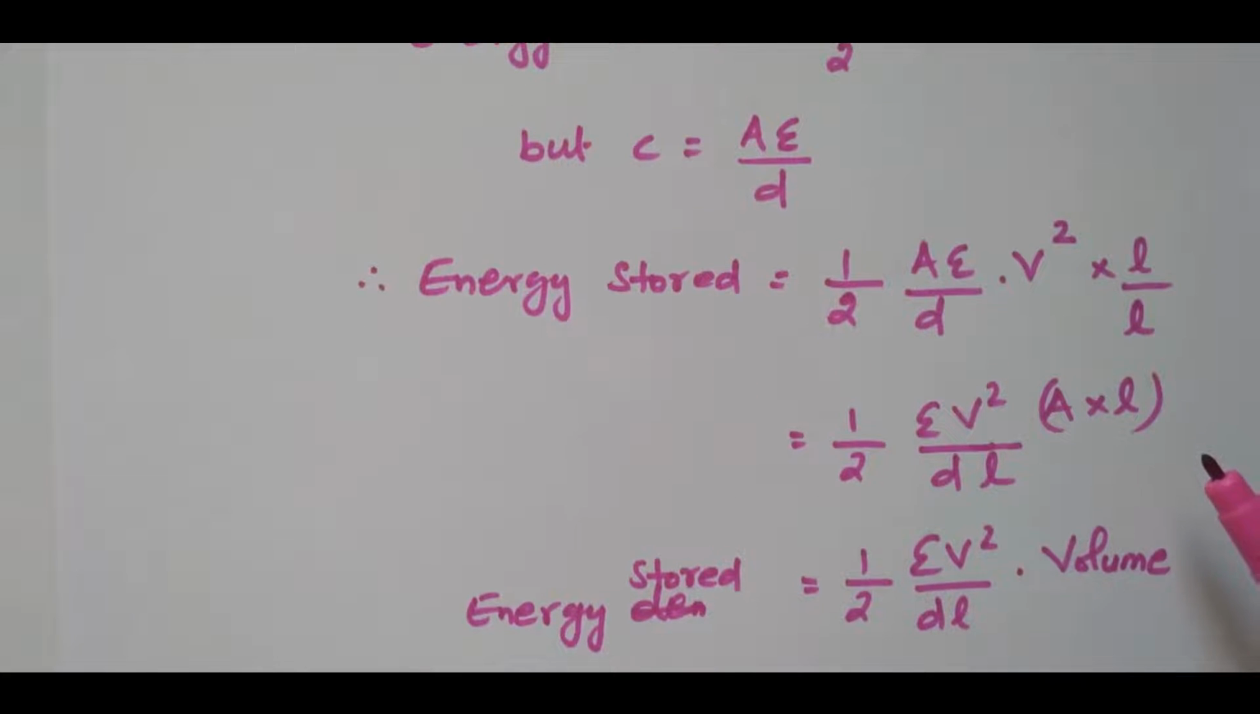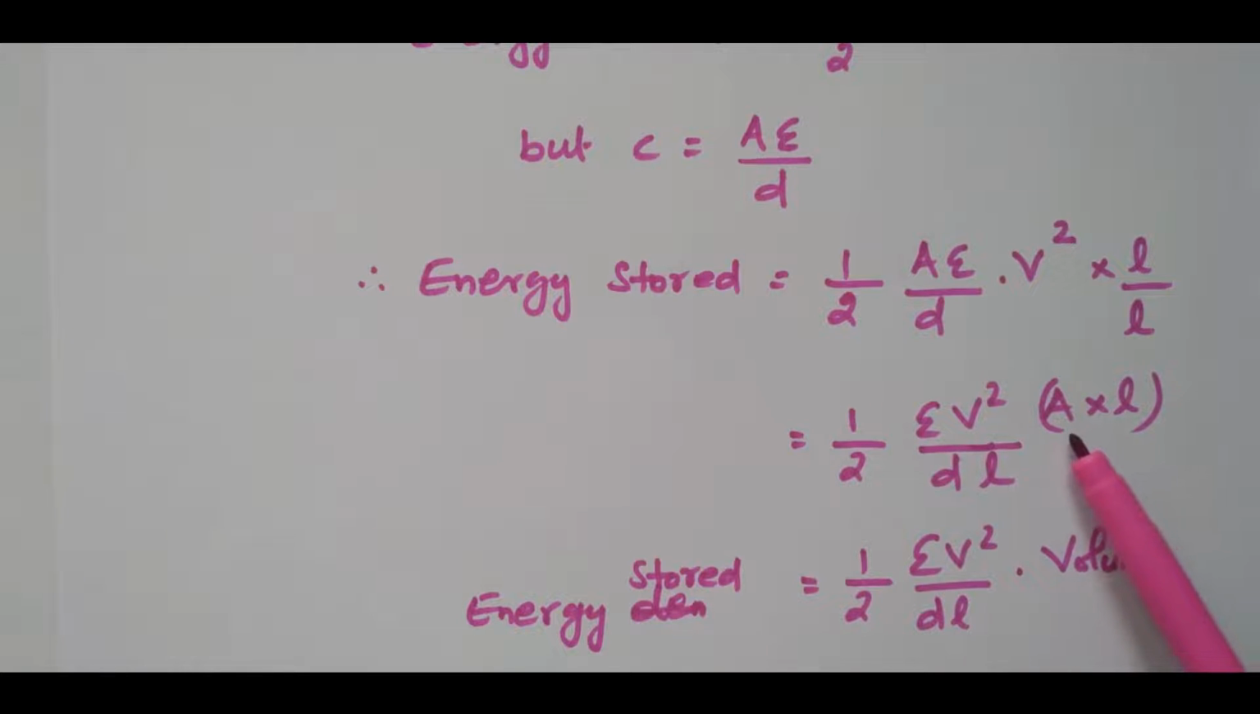Right? Now we rewrite this as 1 by 2 epsilon V square, A into L divided by D into L. Right? So this L is written here. This L is multiplied with A. So half epsilon V square divided by DL into A into L. This L is available with multiplication of area. What is area into length? Area into length is nothing but volume.